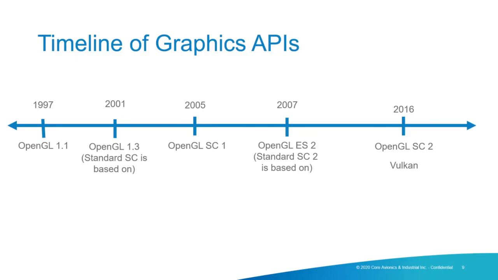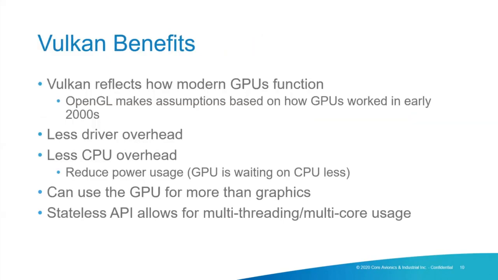So to kind of, I guess, beat down the point, Vulkan reflects how modern GPUs function. So all these lower level commands that do memory management, they at the driver level aren't very complicated. They basically reflect a one-to-one mapping on how the GPU hardware expects to do that operation. So what this means is you have less driver overhead in order to implement the graphics functions you want. This leads to less CPU overhead, which reduces power usage since the GPU is idling for less time.